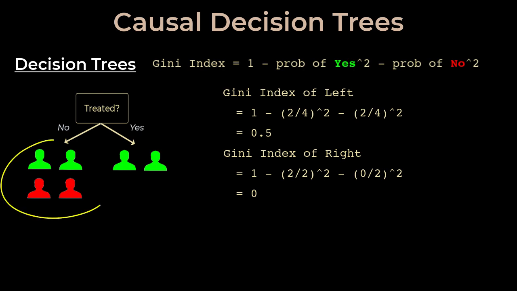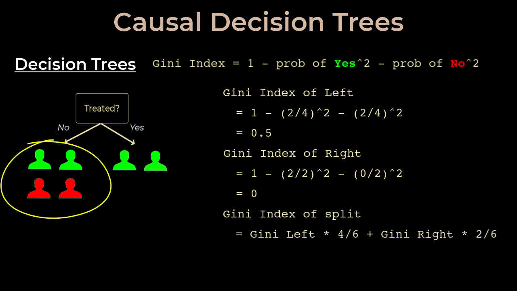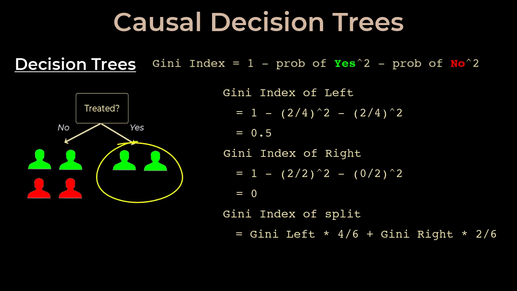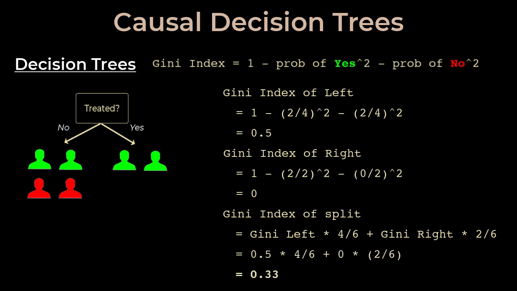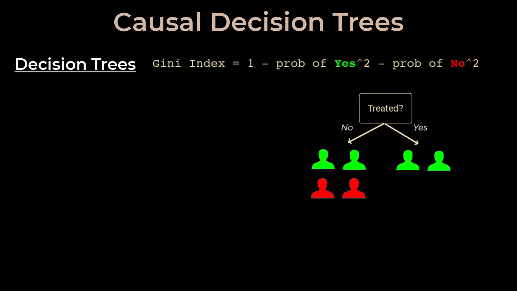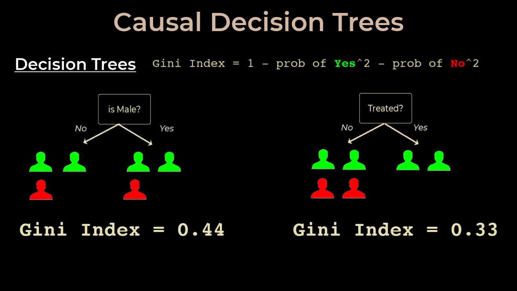Now, since we had 4 individuals who went to the left node out of 6, that is going to be the weight of the left node, and 2 people out of 6 went to the right node, so 2 on 6 is going to be the weight for the right node. And substituting these values, we get the total Gini index for the treatment node as 0.33. From these calculations, we see the treatment split is the better split since it has a lower Gini index.